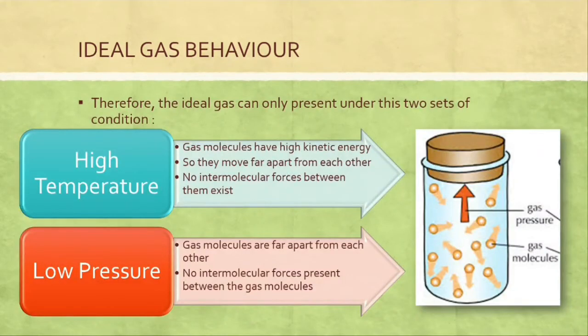At what condition does ideal gas behavior exist? The two conditions that must be met are, first, the volume of the gas molecule is negligible, and secondly, intermolecular forces between the gas molecules are negligible too. For these two conditions to be met, the gas molecules need to be at a very high temperature as well as at a low pressure, because only when the gas molecules are far apart from each other can they have no intermolecular forces between them. Secondly, the volume of the gas molecule becomes very small compared to the volume of the container, and we can ignore it.